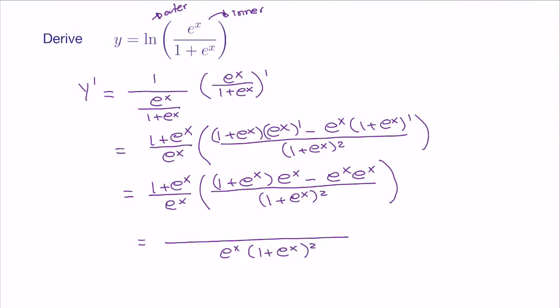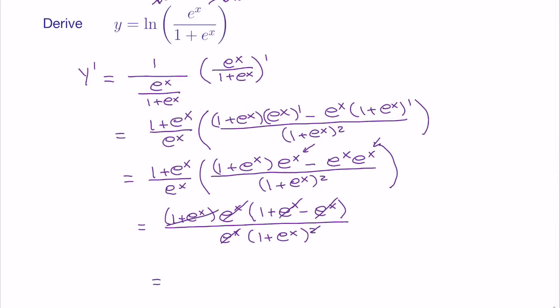In the numerator we get 1 plus e to the x times. Now what I'm going to do is factor e to the x from these two terms. You see, e to the x repeats here and here. So I'm going to factor e to the x, and we're left with 1 plus e to the x minus e to the x. And these guys cancel out. e to the x cancel out. And this 1 plus e to the x cancels out with this here. And my answer is 1 over 1 plus e to the x.